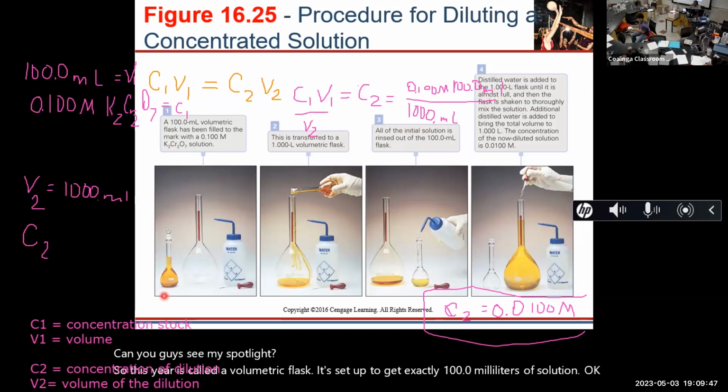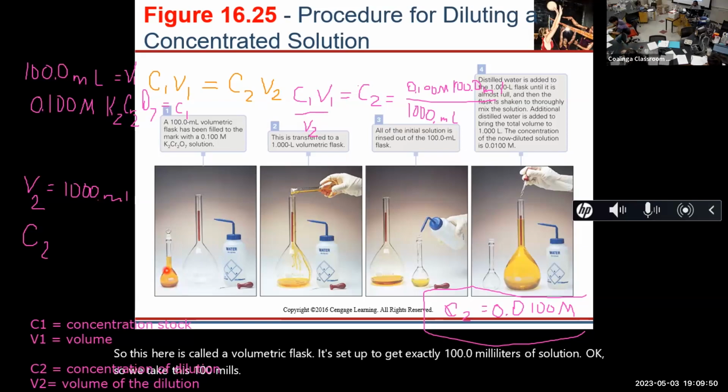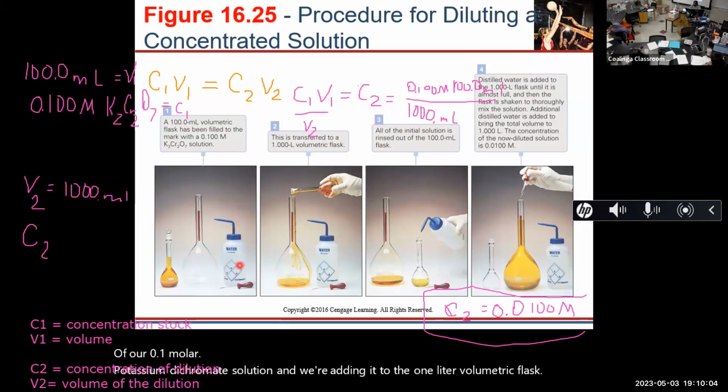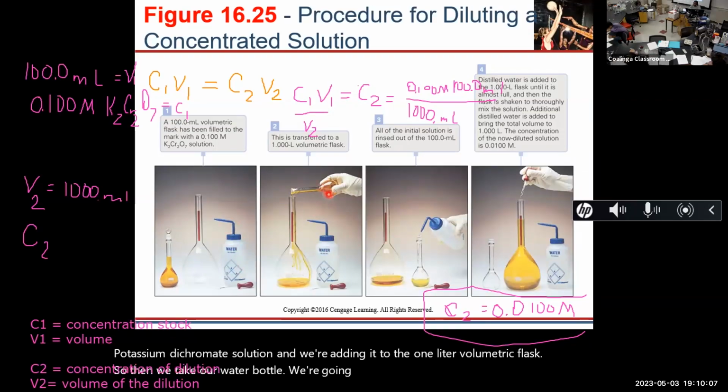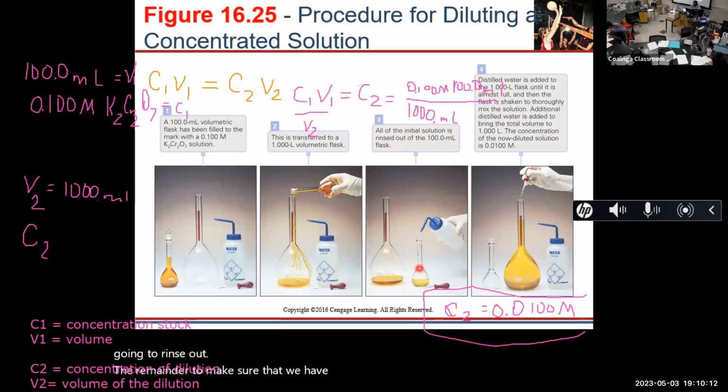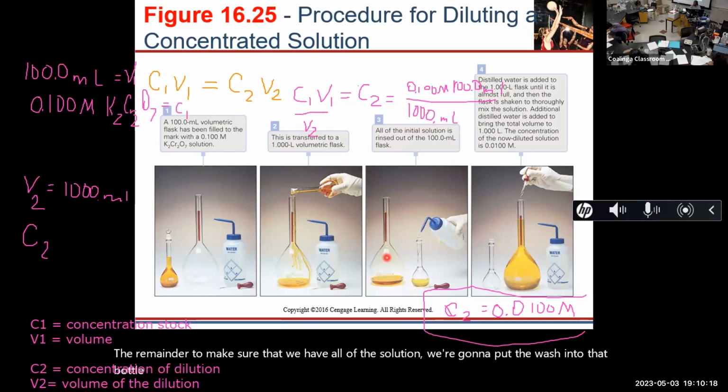Okay, so we take this 100 mL of our 0.1 molar potassium dichromate solution, and we're adding it to the 1 liter volumetric flask. So then we take our water bottle, we're going to rinse out the remainder after we pour this in here, to make sure that we have all of the solution. We're going to put the wash into that bottle as well. And then we're going to bring this volume up to exactly 1 liter. So then that way we know exactly the concentration that we're adding. Okay.